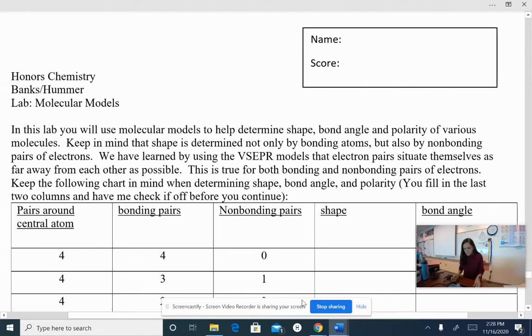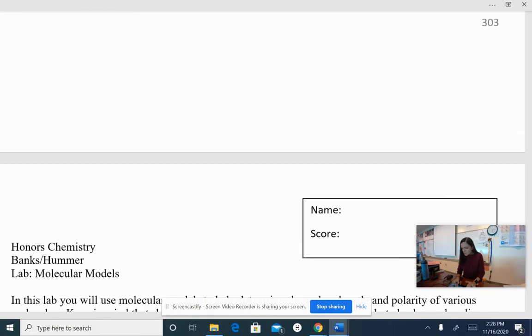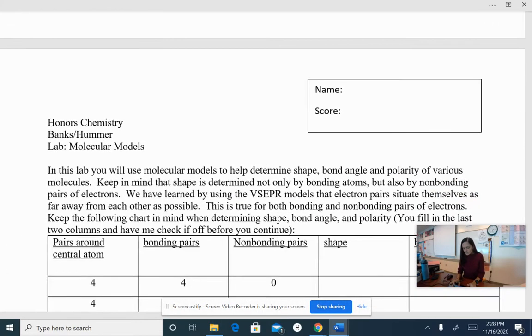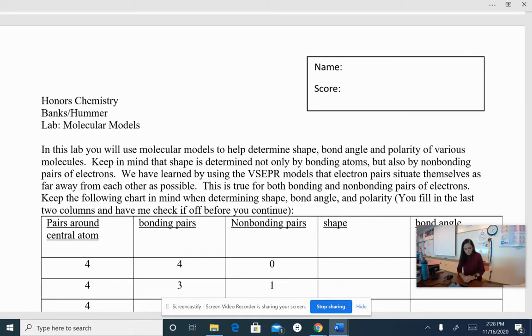Okay, honors chemistry people, we are going to do a lab today, and I need you to open up your workbooks to page, let's see, what page are we on? We are on page 304. So on page 304, you should have this in front of you. It says Honors Chemistry, Bond Angles Lab, Molecular Models.